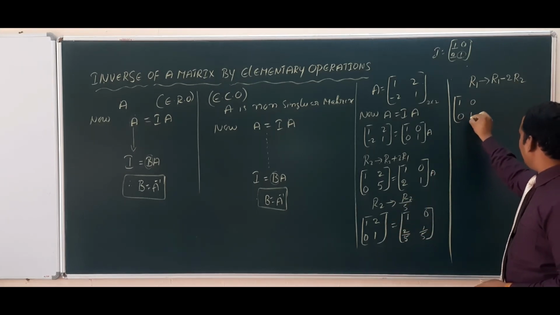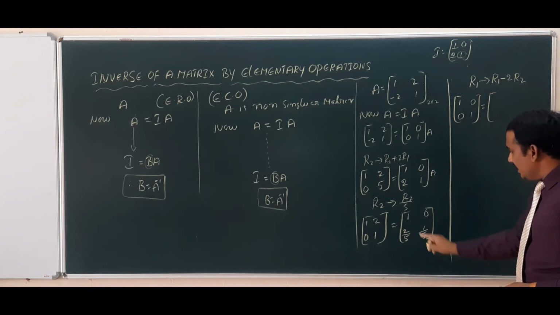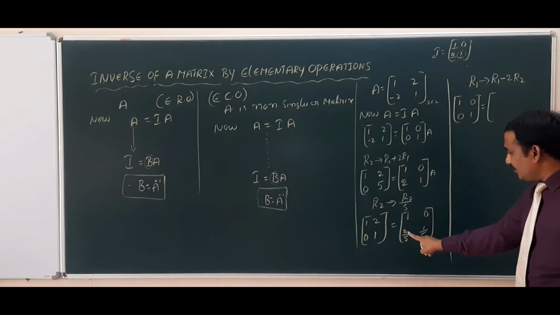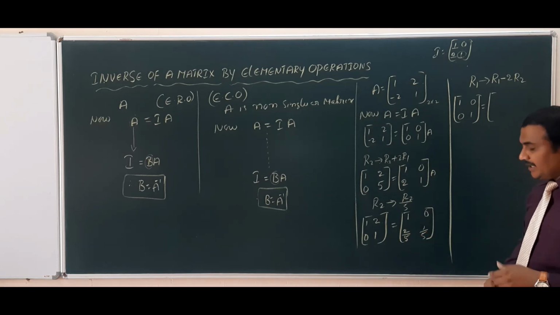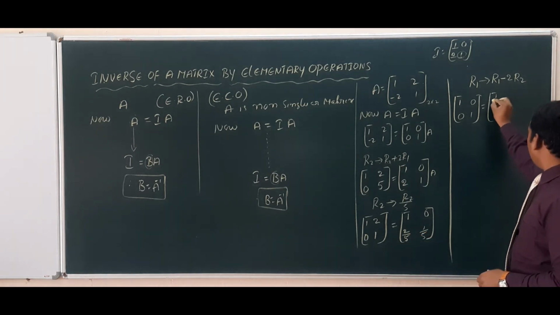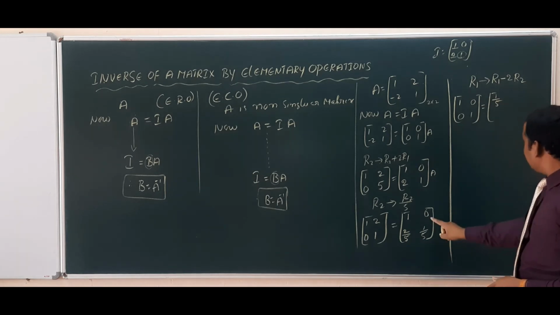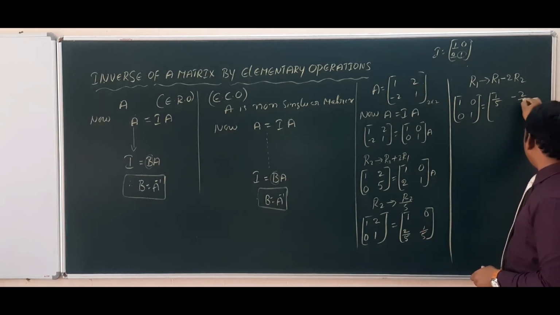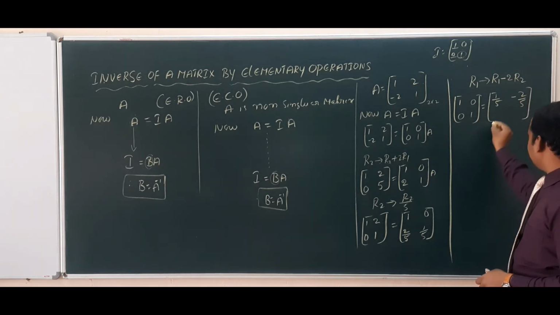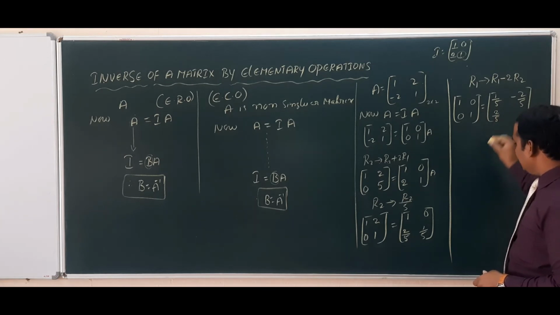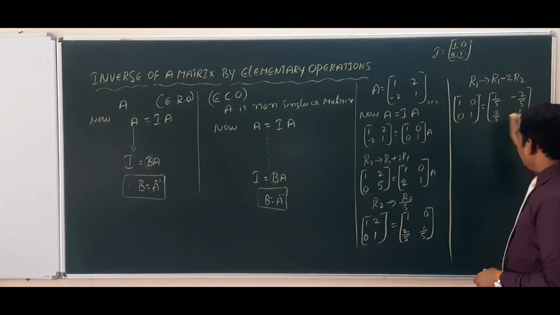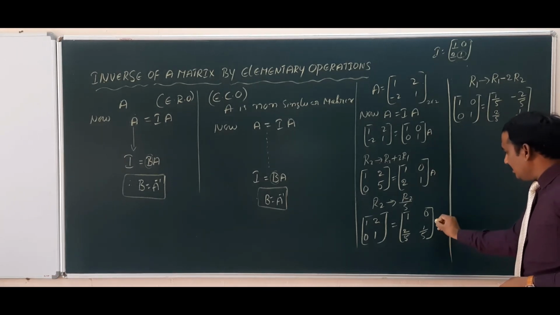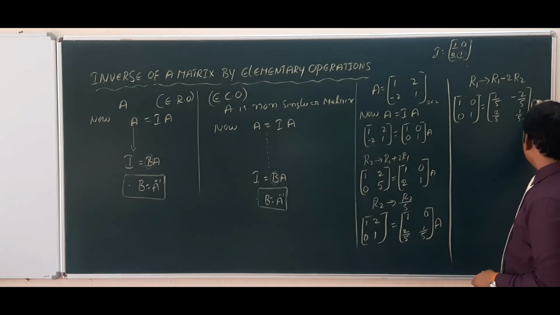Now 0 1 equal to right side. Here 1 minus 2 into 2 by 5 is 4 by 5. 1 minus 4 by 5 is 1 by 5. Next, 0 minus 2 into 1 by 5 is minus 2 by 5. Second row no changes here, 2 by 5 and 1 by 5. Compulsorily, all steps you have to apply on A here.